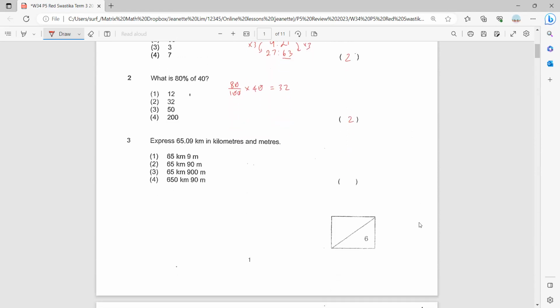Express 65.09 km in kilometers and meters. Okay, so every kilometer is 1,000 meters. So 65.09 km. If I want to change it to km and meters, I know that there's 65 km for sure. Then 0.09, if I times 1,000, I'll get 90. So 90 meters. 65 km, 90 meters.